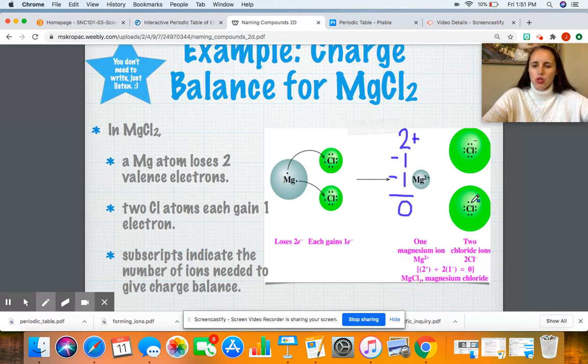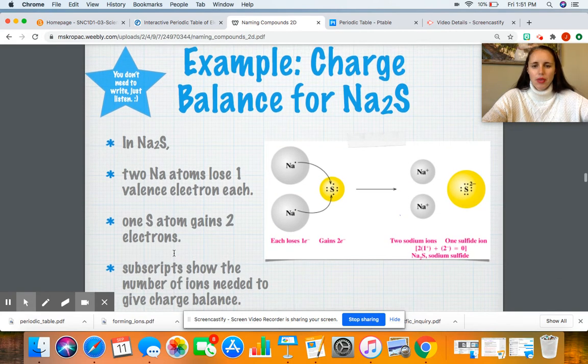I know I have 2 chlorines, so I'm going to put a little 2 next to chlorine. So overall my chemical formula is going to be MgCl2. My metal is always written first. My nonmetal is always written second. So that's the principles behind charge balance. Now that we understand the principles, I'm going to teach you a shortcut, and it's going to be much easier for you to predict how many atoms are going to be present in each compound.